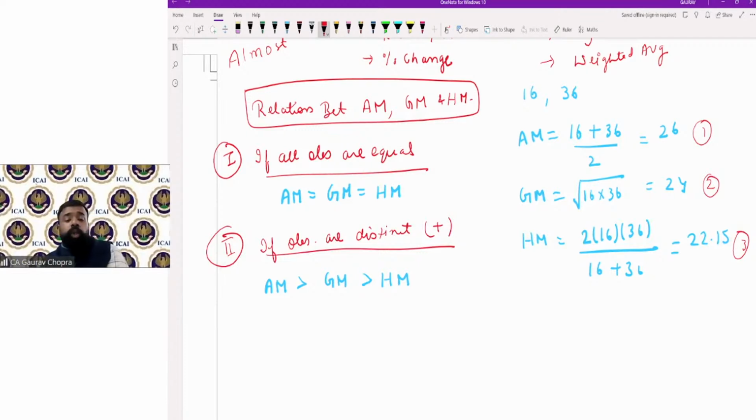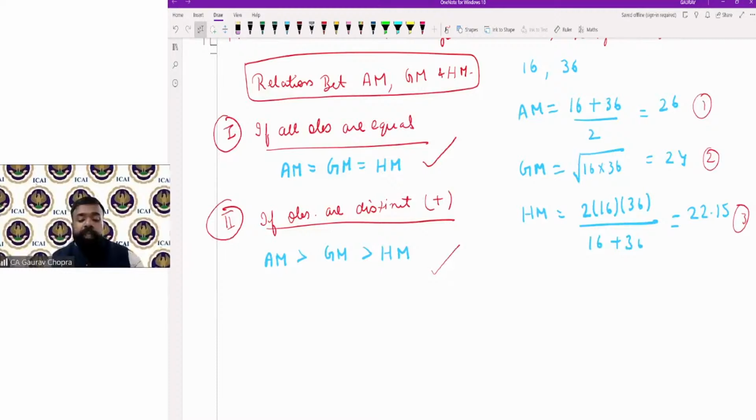So if the question is talking about observations, and the observations are equal, then this is correct. If observations are distinct, then the second one is correct. But if the question is only asking which of the following relationships is correct, then there is one more answer: AM greater than or equal to GM greater than or equal to HM. So both the signs are used together.